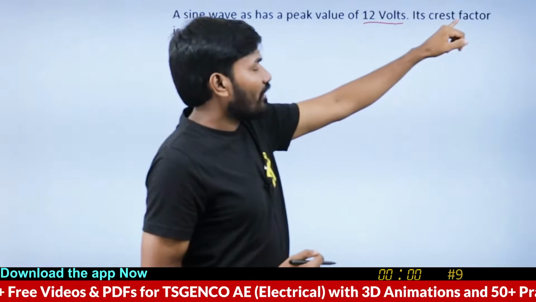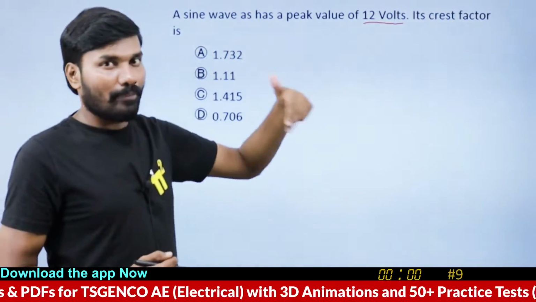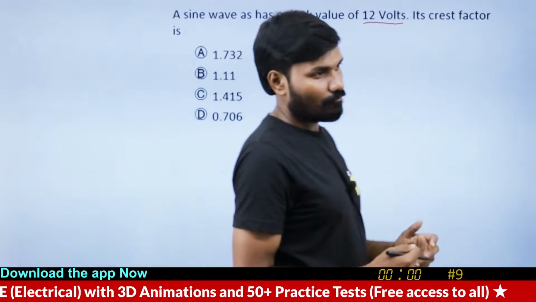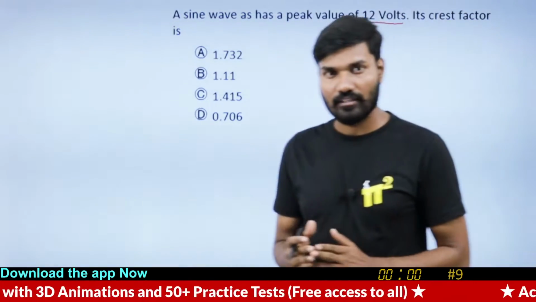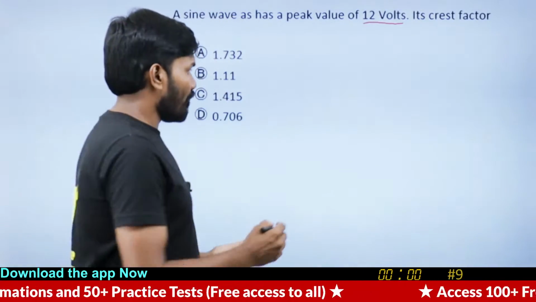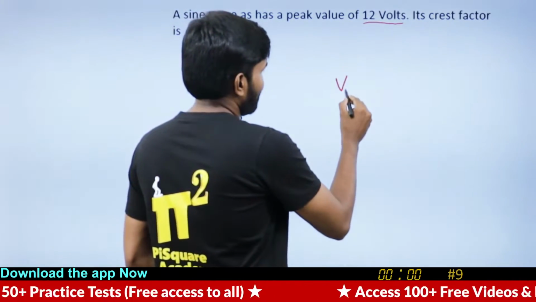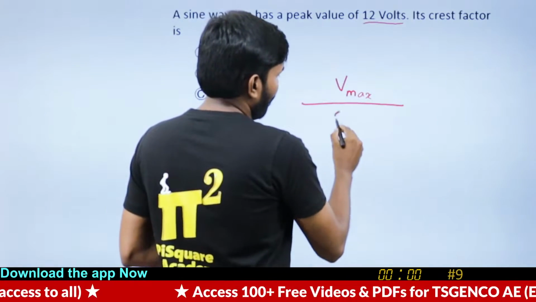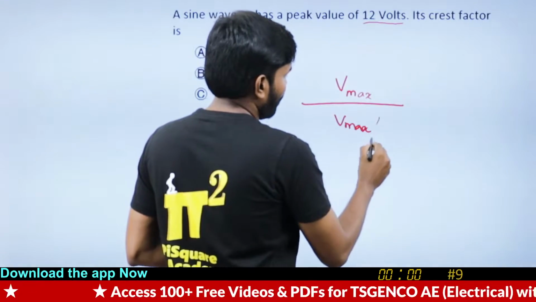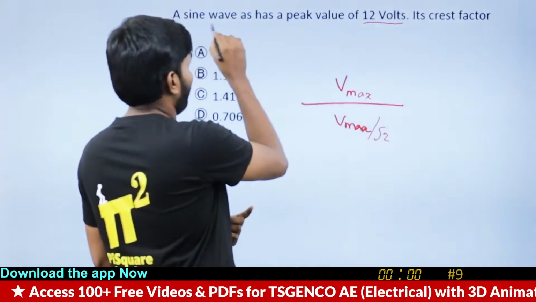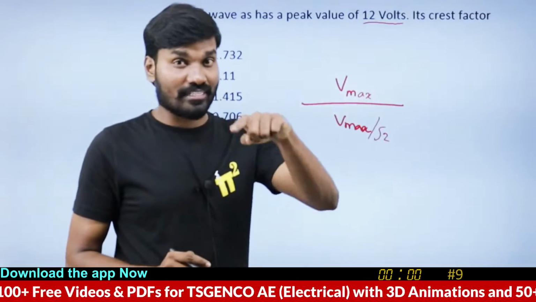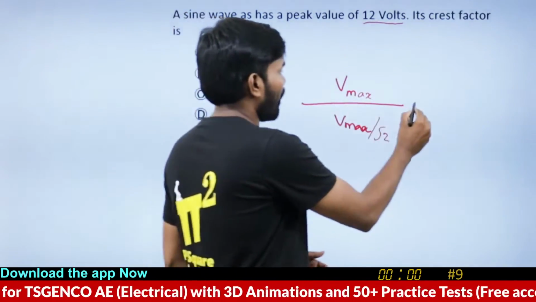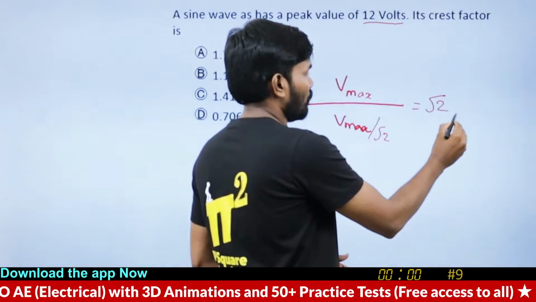For this, whether you call it crest factor, peak factor, or form factor, only the wave shape matters. Let's take for a sine wave the maximum value as Vmax, and the RMS value is Vmax by root 2. That's the relation between maximum and RMS if it is a sine wave. If it is a different wave, the answer will be different. So for the crest factor or peak factor, the value will be root 2.